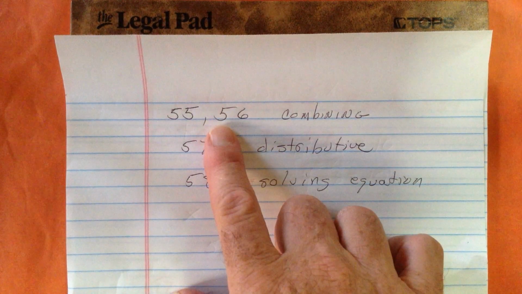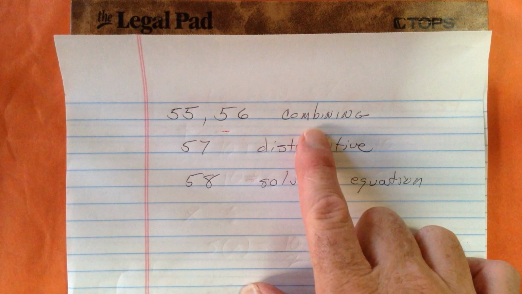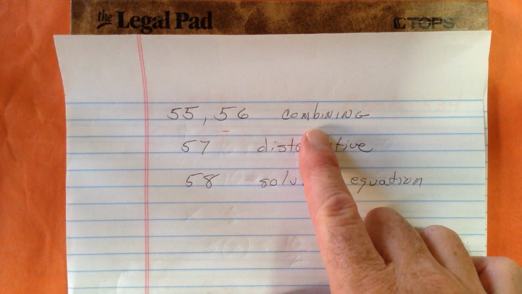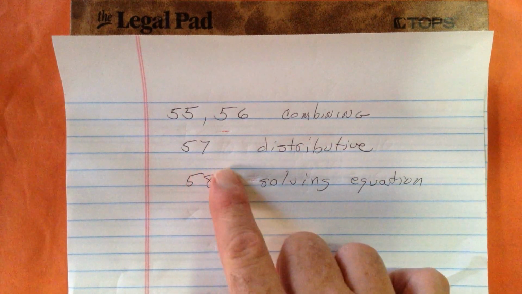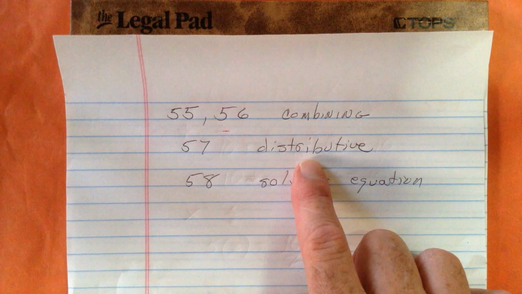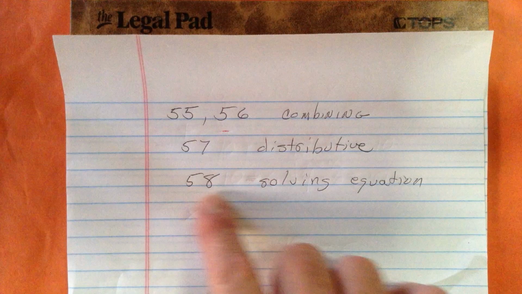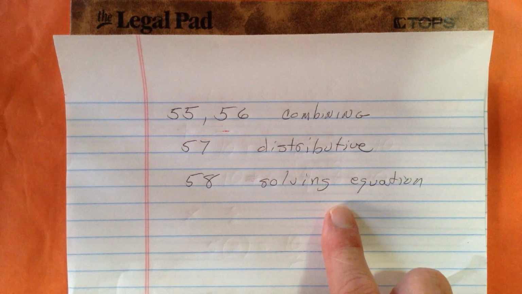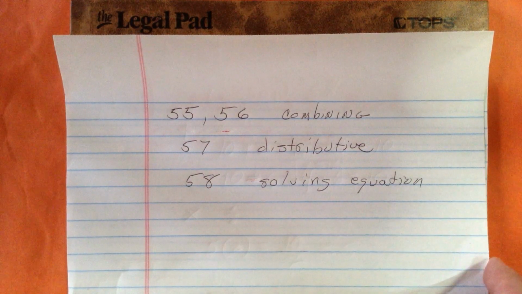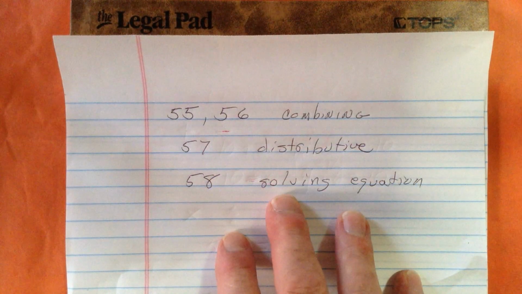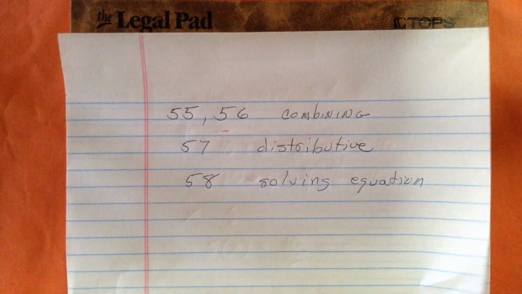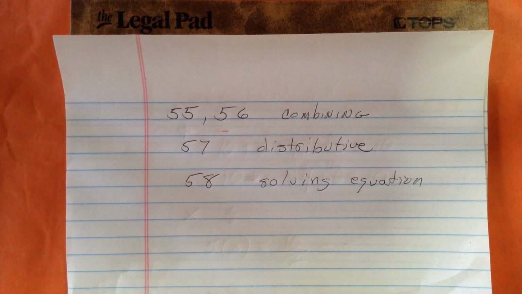If you haven't done lesson 55, 56 yet with combining like terms, you probably want to look at that one first. Same thing with number 57, if you haven't learned how to do distribution, you'll need to know that too. Plus number 58, the simple solving of the equations, finding the missing number, you'll need that skill as well. So I suggest if you haven't done these four, you probably want to do those before we go to this one, number 59.